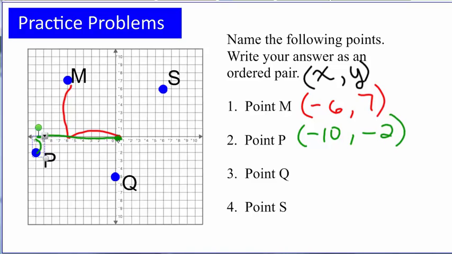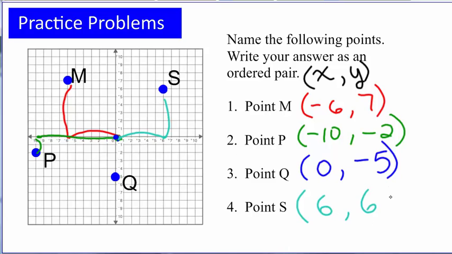Point Q, if I start here at the origin, I don't move left or right. But I do move down 5. So since I didn't move left or right, that's 0 for the x-coordinate, and down 5, negative 5 for the y-coordinate. And finally, point S. Point S, starting at the origin, I'm moving to the right 6, that's the positive direction, and up, also positive, and that's a positive 6. And that's how we work with the coordinate plane.